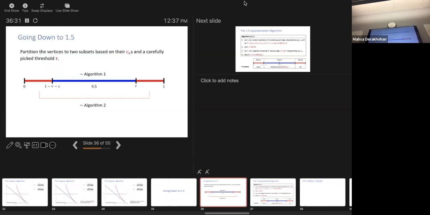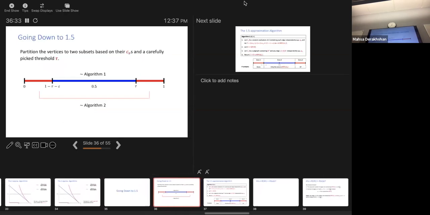The idea basically is to combine these two algorithms, and first we'll pick a carefully picked threshold tau. I'm not going to tell you right now how to pick that, but let's say I give it to you. Then we'll divide the vertices based on their CV into two parts. One part is the ones whose CV falls in this range between 1 minus tau minus epsilon and tau, and the rest are in the red area.